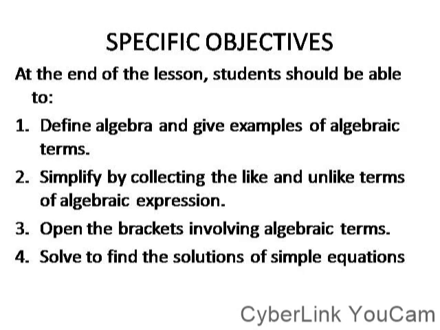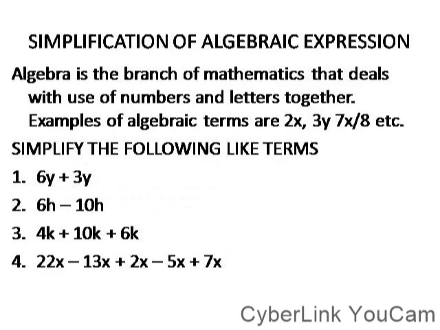Now let's begin with the first objective: definition of algebra and examples of algebraic terms. Algebra is the branch of mathematics that deals with the use of numbers and letters together. So they involve the use of numbers and letters, like we have in the examples of algebraic terms below. Examples of algebraic terms are: we have 2x, 3y, 7x over 8, and so on. These are what we call the algebraic terms.